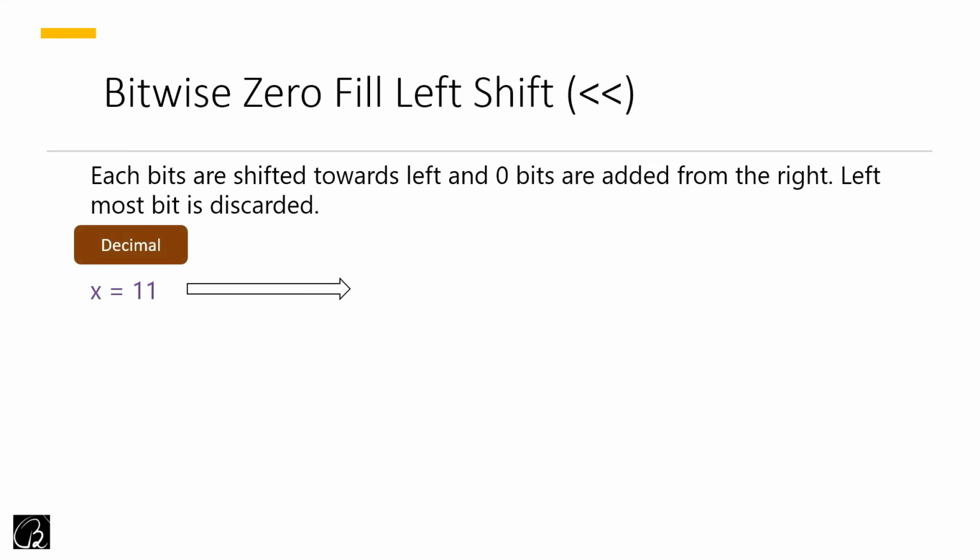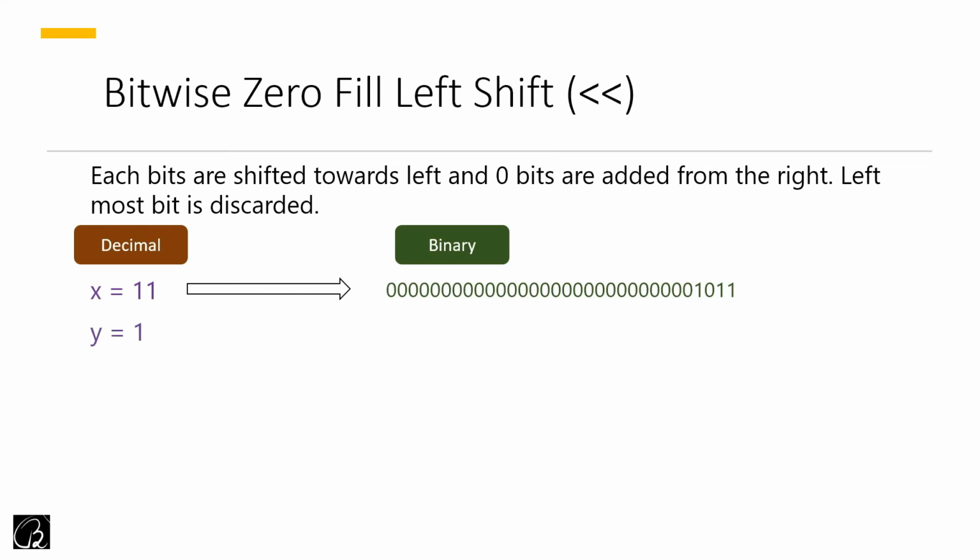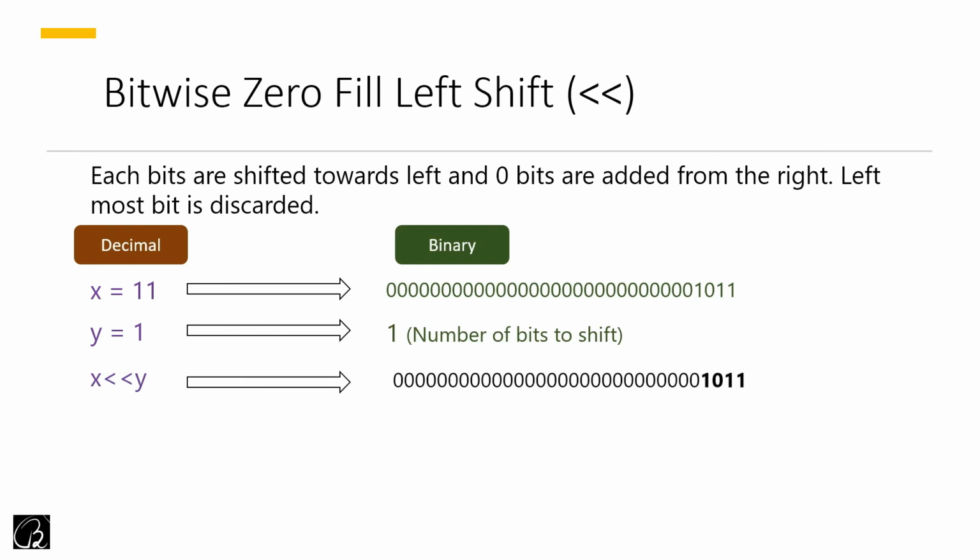Now in binary form, we'll be getting something like this, total 32 bits, right? Now let's take one more variable, that is y, that is equal to, let's say, 1. This one number will represent how many bits you would like to shift towards left. So now if I try to do x double less than y, then this is what will happen. So this will be shifted by 1 bit towards left, 0 bits will be added from right, and the extra bit which we'll get in the left side, I'm showing in red color, this bit would be discarded. And finally we'll be getting something like this.